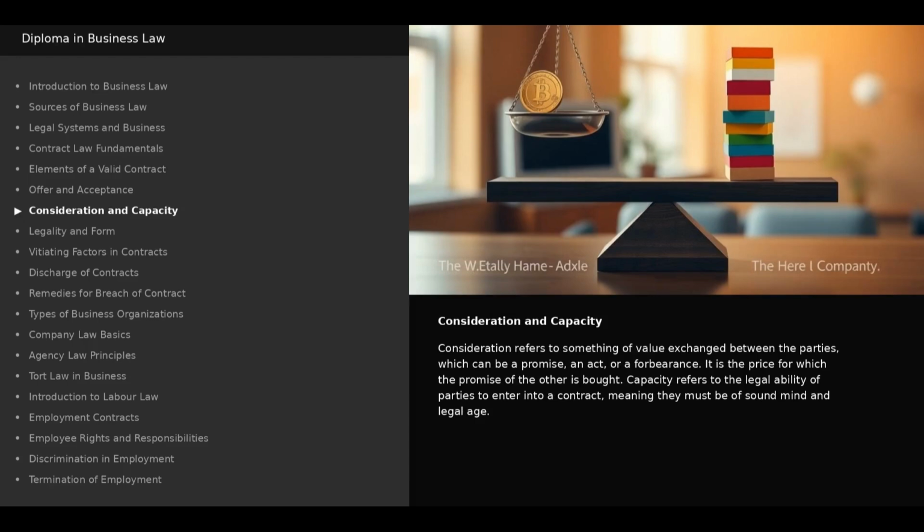Consideration and capacity. Consideration refers to something of value exchanged between the parties, which can be a promise, an act, or a forbearance. It is the price for which the promise of the other is bought. Capacity refers to the legal ability of parties to enter into a contract, meaning they must be of sound mind and legal age.